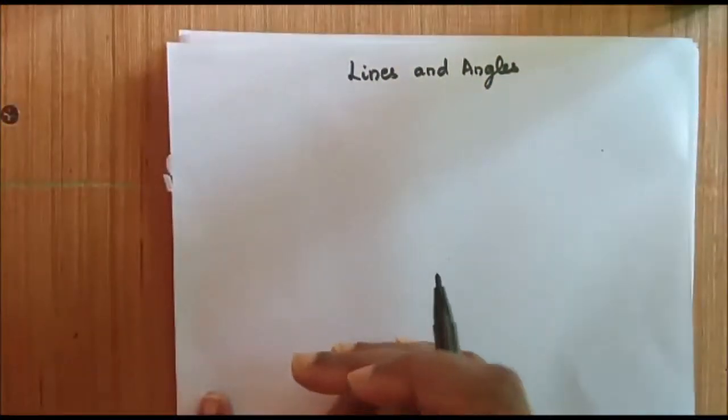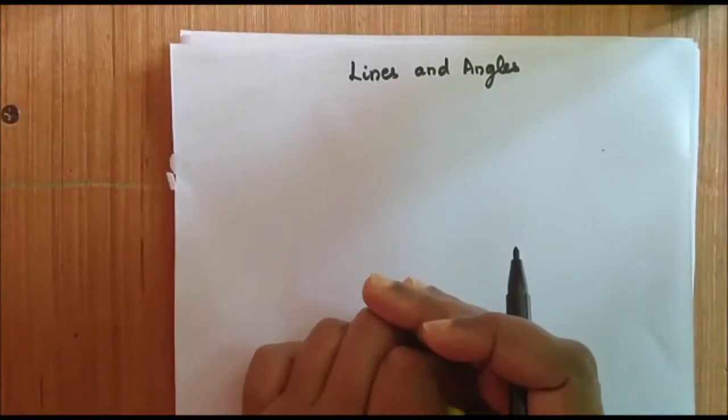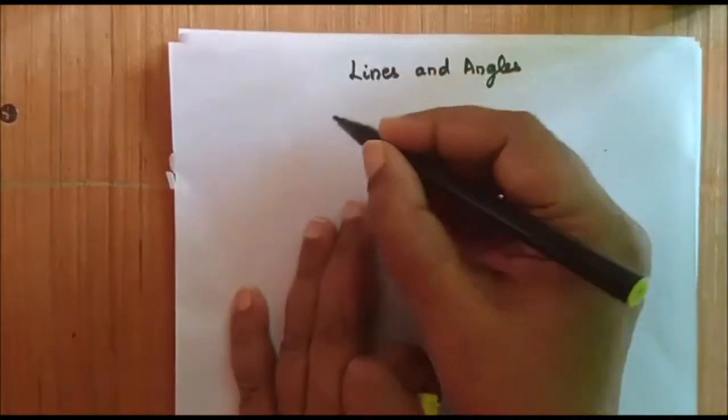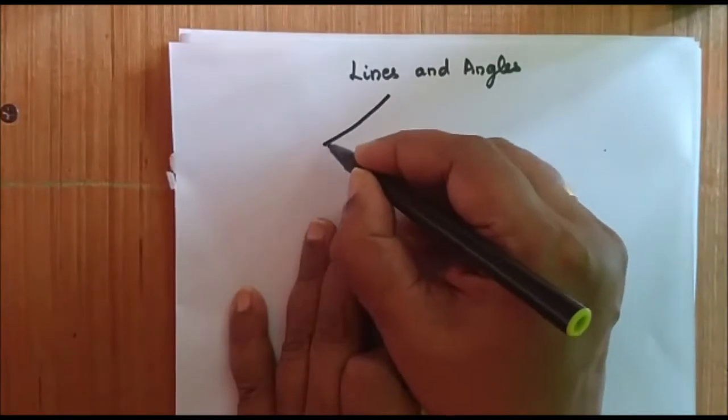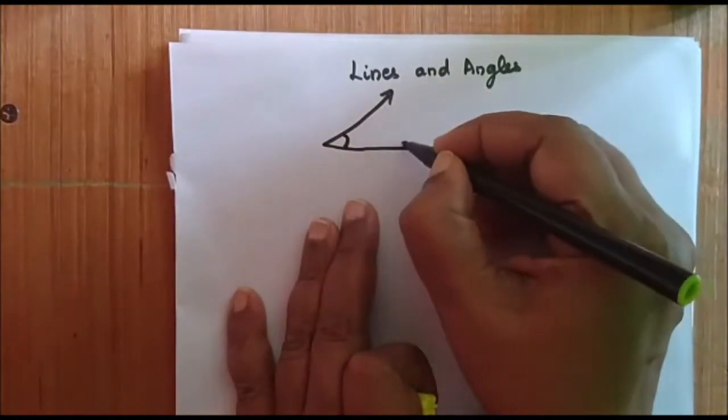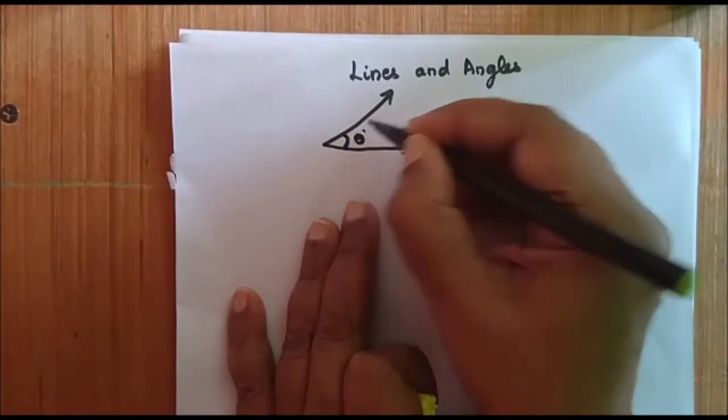Hello friends, in today's class we'll see about lines and angles. Now, what is an angle? When I draw two intersecting lines, the space between the two lines is called an angle.